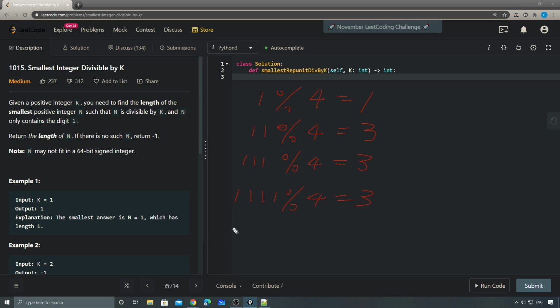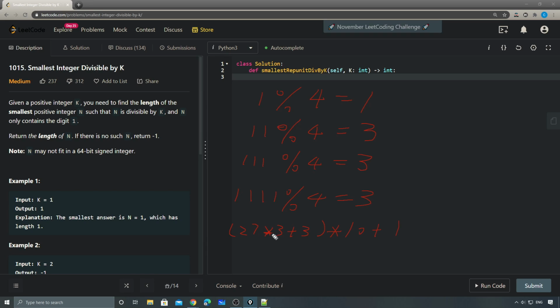Because if we do this, 111 is equal to what? It is equal to 27 times 4 plus 3, right? And then this thing will do a plus 10 times 10 and then plus 1. Okay.